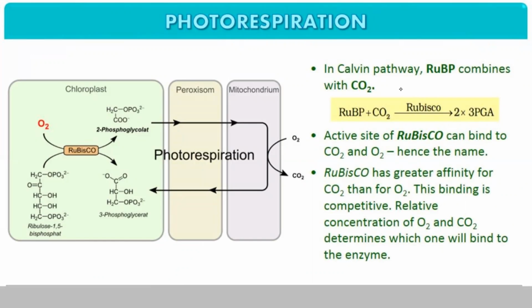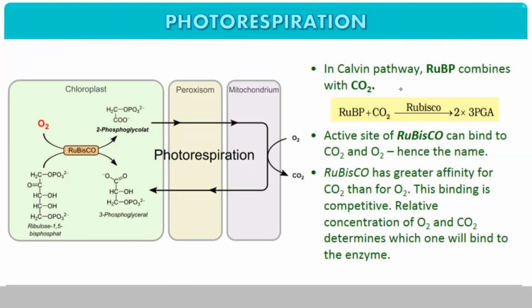Now let's learn about photorespiration. In the Calvin pathway, that is the C3 pathway, RuBP combines with carbon dioxide, right? So it gives 3-PGA. The active site of Rubisco, which is an enzyme, can bind with oxygen as well as carbon dioxide. Rubisco has a greater affinity for carbon dioxide than oxygen, right? So it's always a competitive binding.